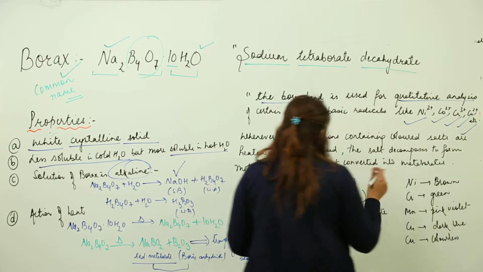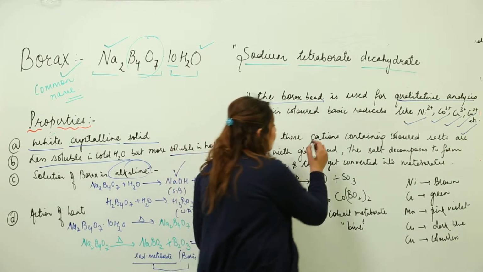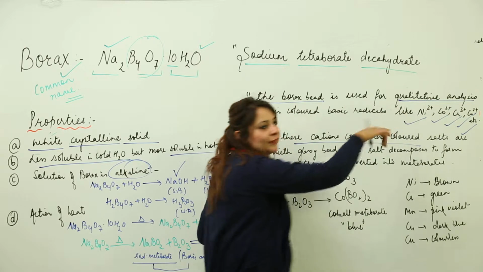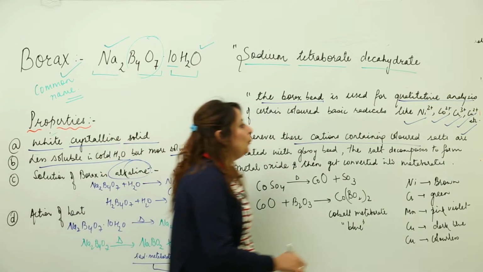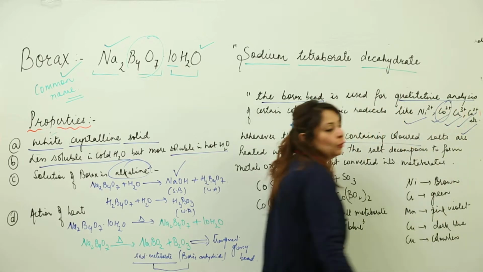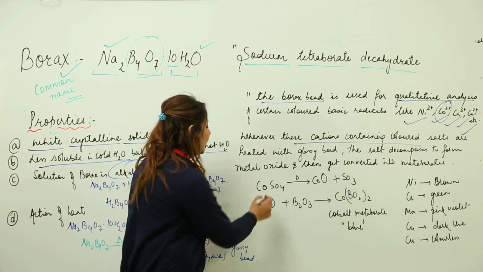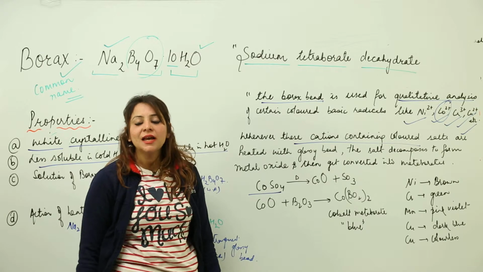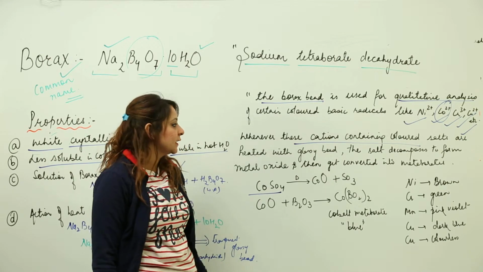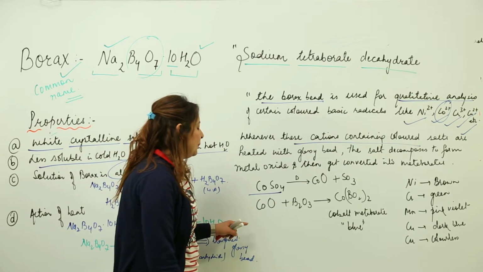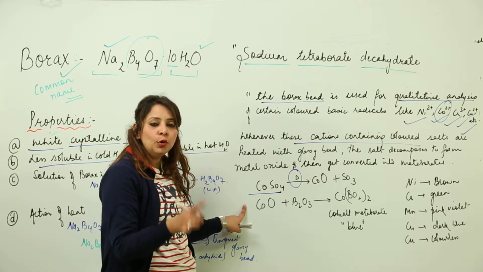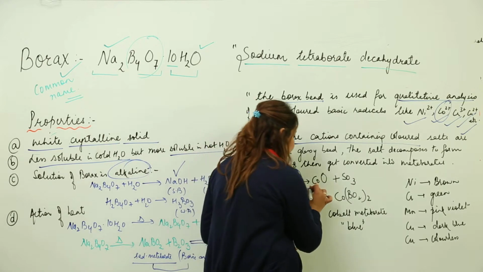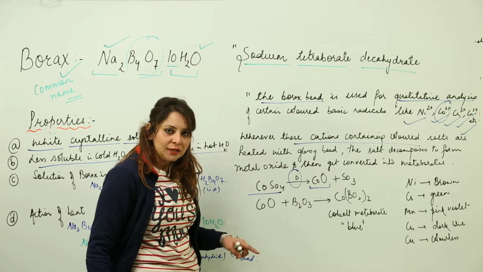So when we take a certain colored salt which contains one of these ions, let's say we have taken a salt which contains a cobalt ion, that is the cobalt cation. Let's say our salt is cobalt sulfate. Then what actually happens? We heat it first, right? When you heat it, it decomposes to form its respective oxide.